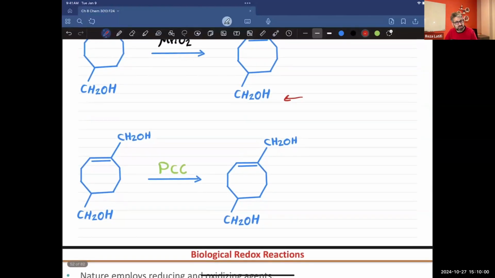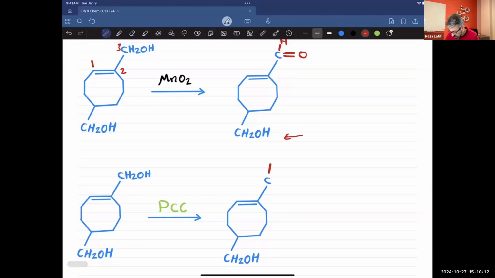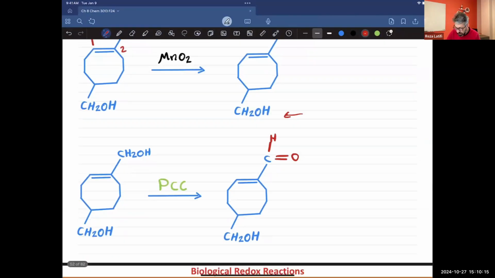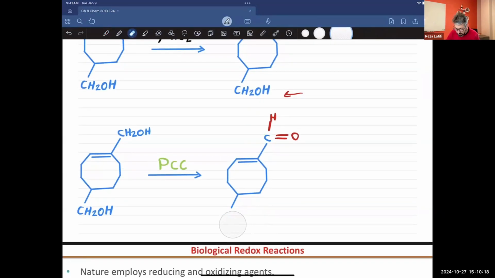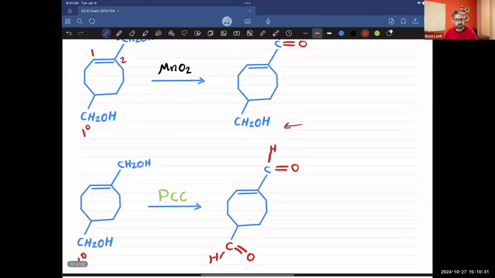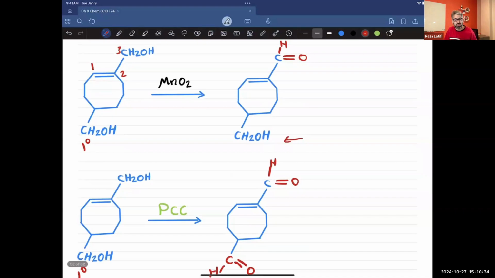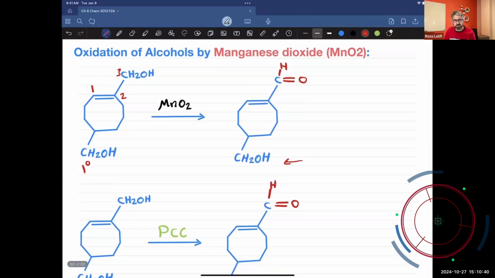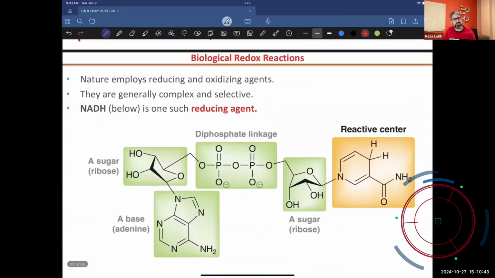And how about PCC? PCC, as I said before, is a mild oxidizing agent. It will take this one and turn it to aldehyde, similar to manganese dioxide. So until now, it's going to be the same, but the problem will be here. This one is a primary alcohol, and the primary alcohol will turn to aldehyde. So PCC has no selectivity, while MnO2, or manganese dioxide, will only go after allylic alcohol. Be careful about it. And that's going to be the end of this lecture, and thank you very much.